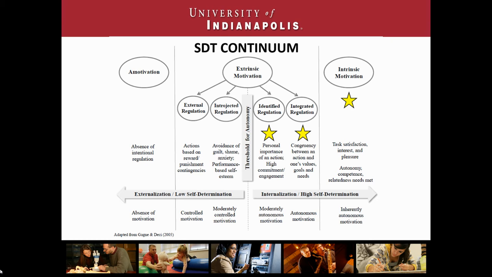Integrated regulation resembles a high correlation between one's goals and actions to receive their goals. Identified regulation shows the level of personal importance to achieve one's goals. On the other end of the threshold lies introjected regulation: athletes completing tasks to avoid shame or guilt. Their performance is based on their self-esteem or how they will be viewed. Moving closer to amotivation, lastly we have external regulation: athletes' actions based on reward or avoidance of punishment.